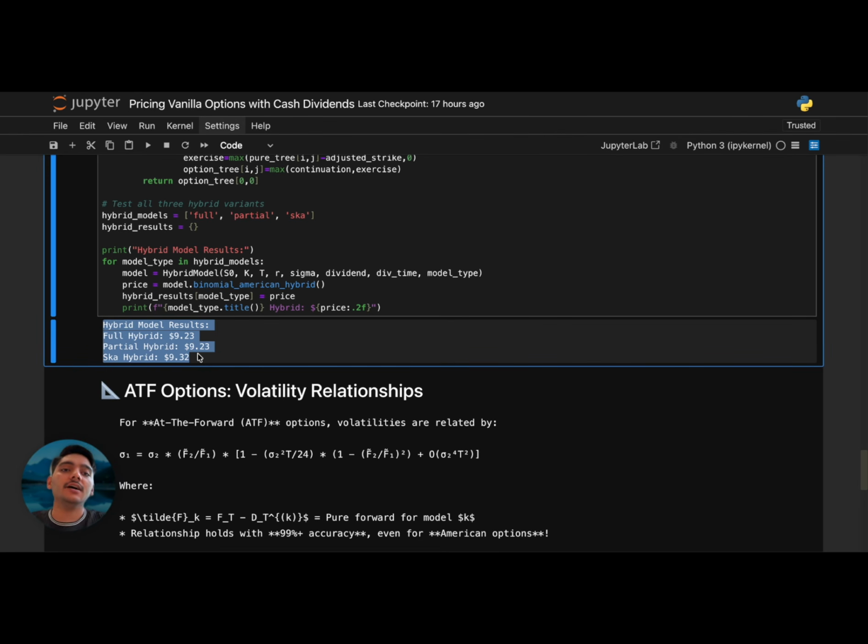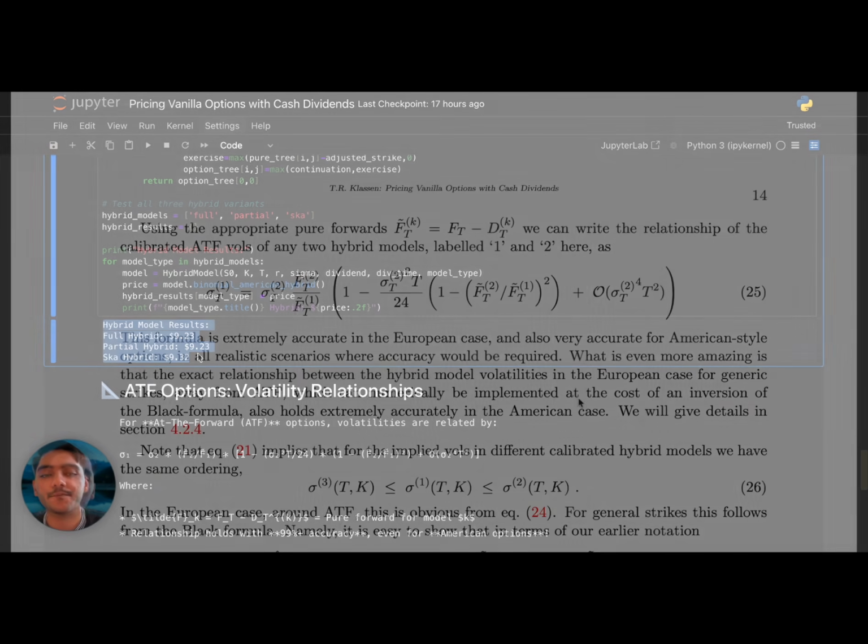So the three hybrid variants differ in how they handle dividend adjustment. Full hybrid uses all future dividends in the calculation. The partial hybrid only uses dividends before the option expires, and the SK model blends between the spot and the strike adjustment. So each approach has different mathematical properties and practical implications.